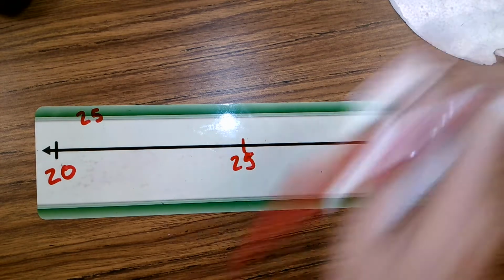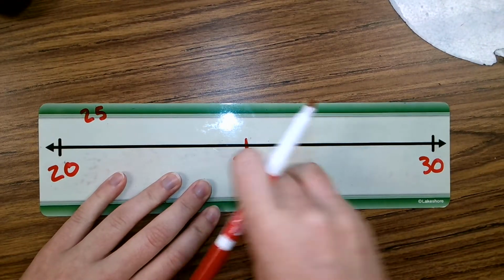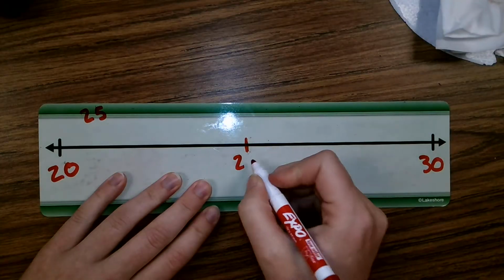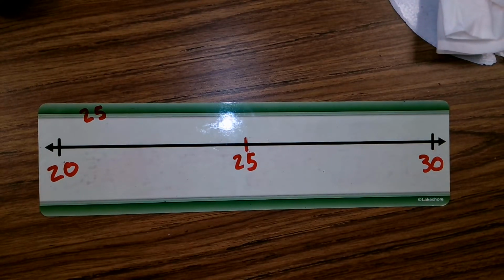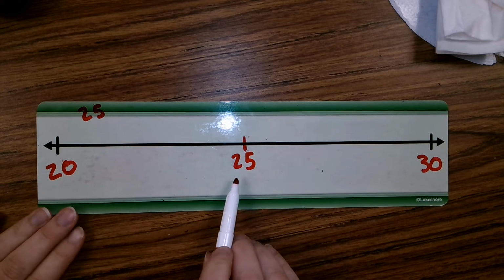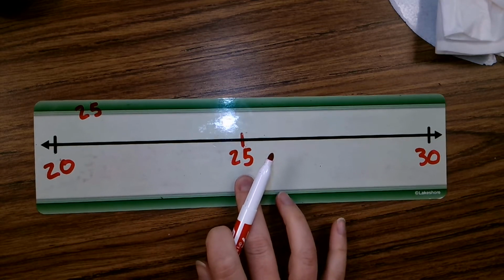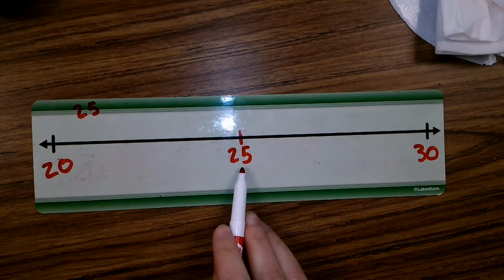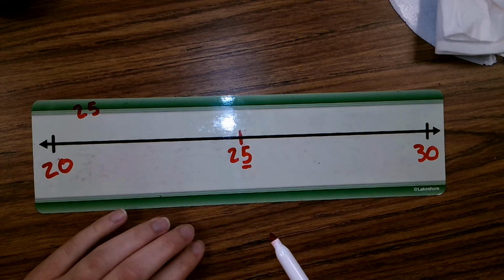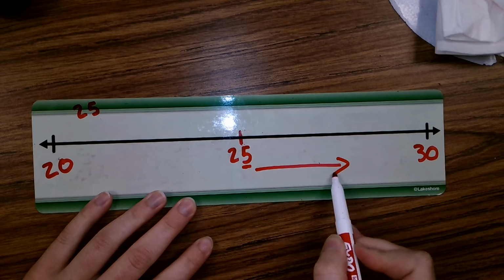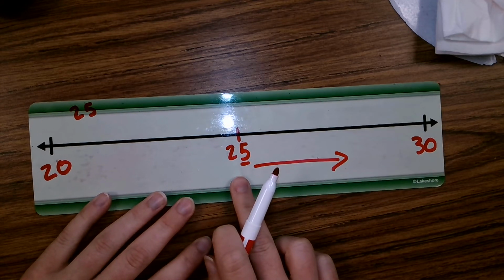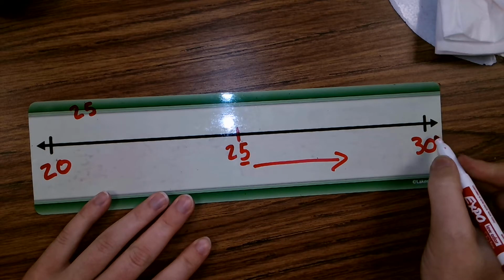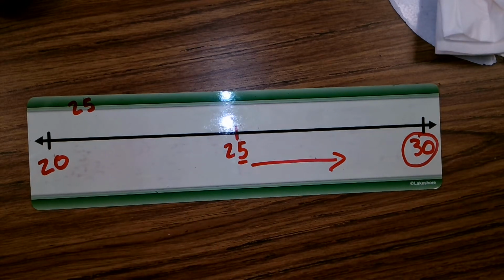So let me rewrite that. That looks sloppy. Let's rewrite it so we can read it. 25. There we go. Okay, so this is our number right here. So do you remember what Miss Volker said yesterday? If it's a 5 that's halfway between, you're going to round up. So 25 rounded to the nearest 10 is going to be 30. Okay? Remember that? Good. Okay, so let's go ahead and move on to the next one.